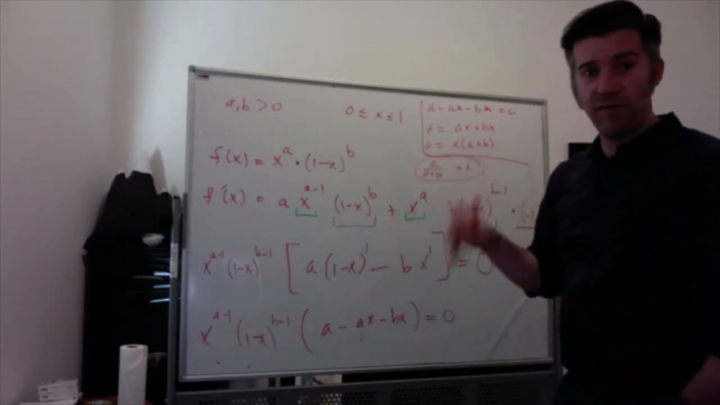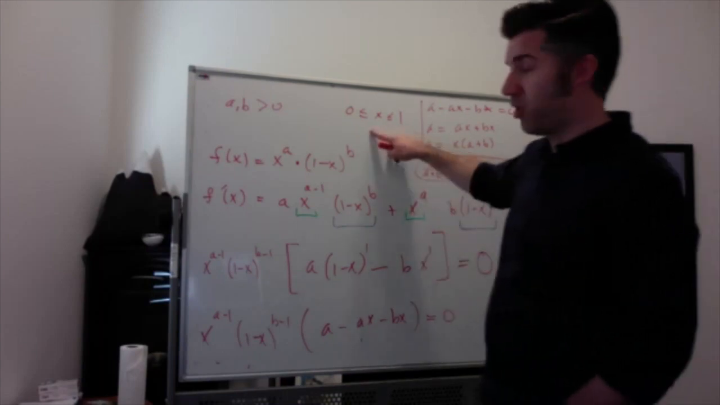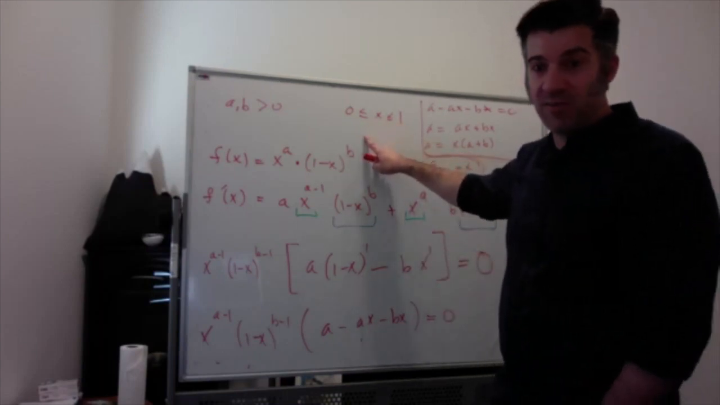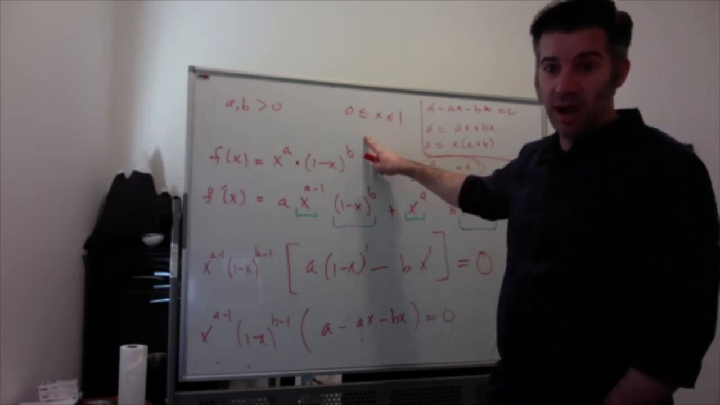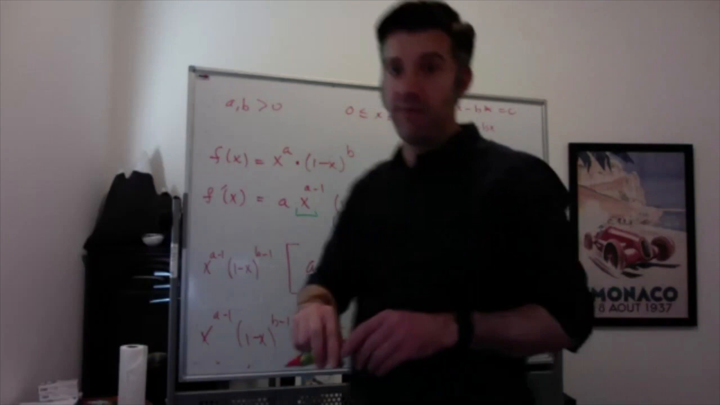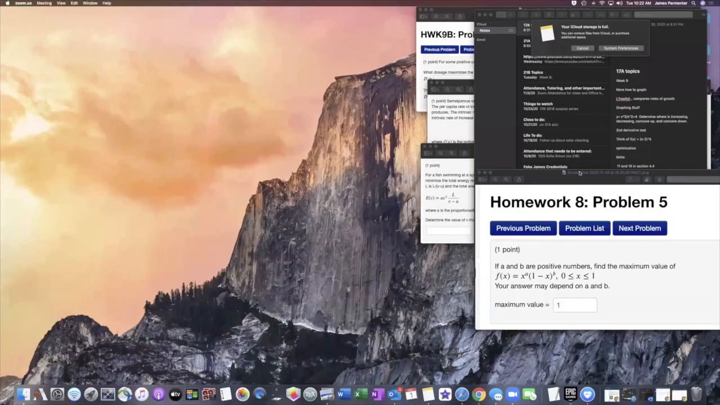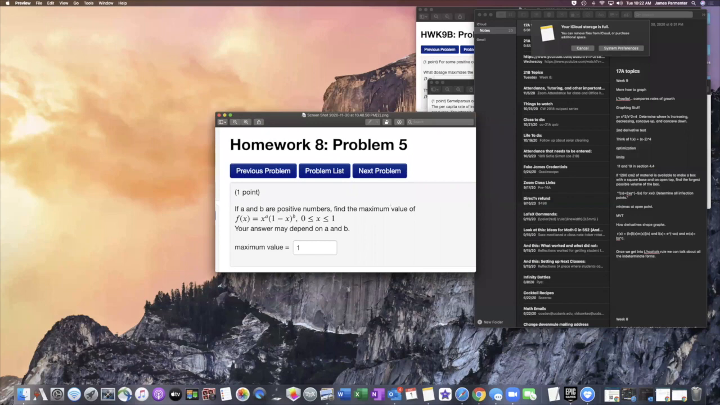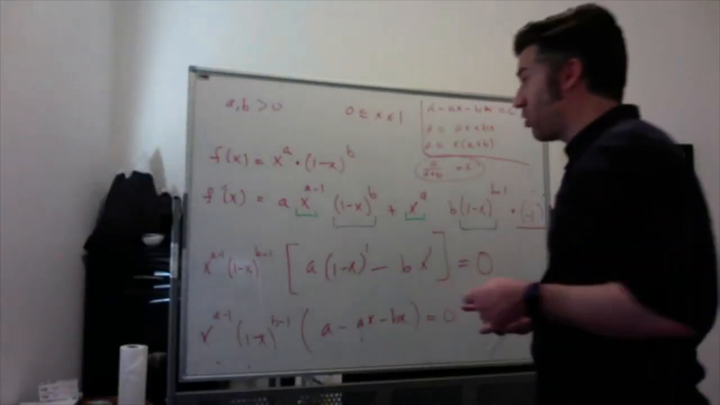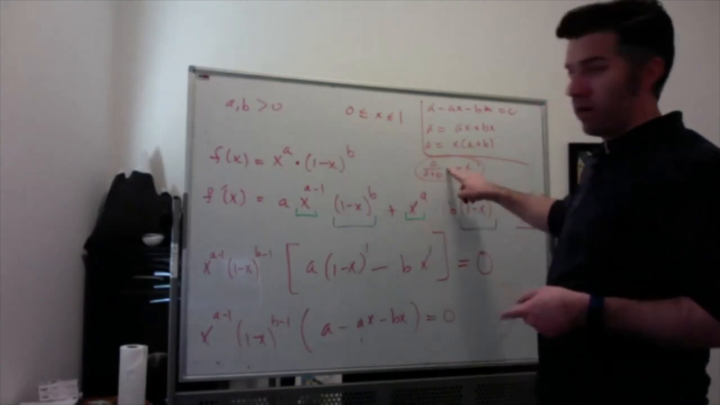So I've got 3 critical values on a closed interval. To figure out which one's the maximum, I'm going to plug them into the function. Just in case you don't know what problem I'm talking about, let me share it with you. If a and b are positive numbers, find the maximum value of this function where x is between 0 and 1. Your answer may depend on a and b. They're asking for the maximum value, what you get out when you plug in your critical point. The maximum value could occur at 0, 1, or a over a plus b.